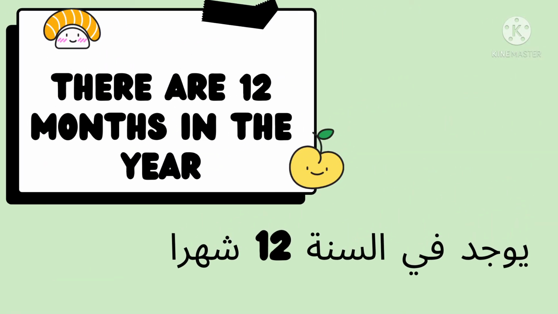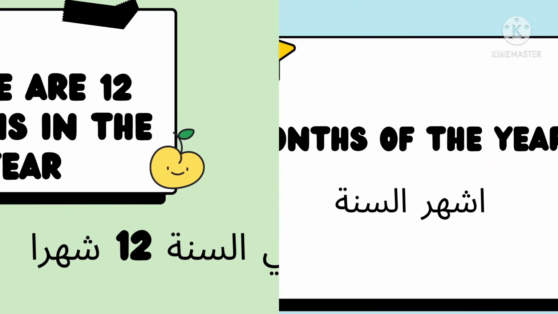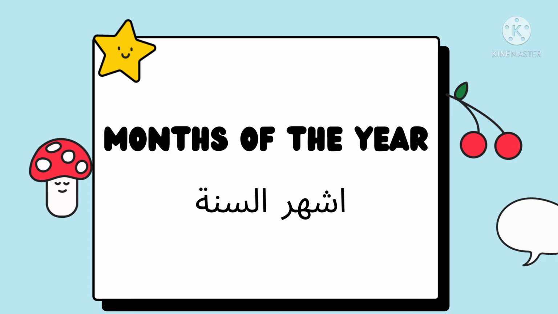There are 12 months in the year. Months of the year. Month means the month. Months with S is the plural of month. Months of the year. Year means the year. Months of the year. Listen and repeat.